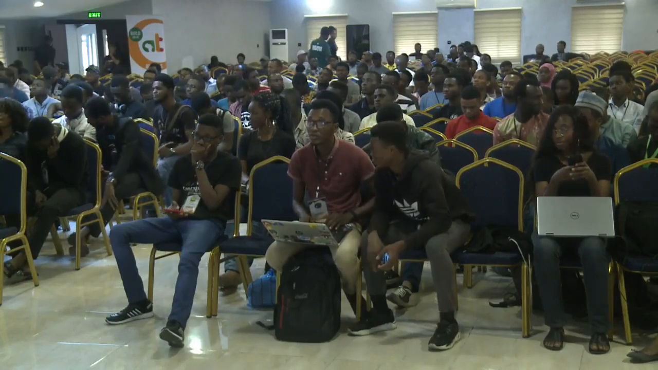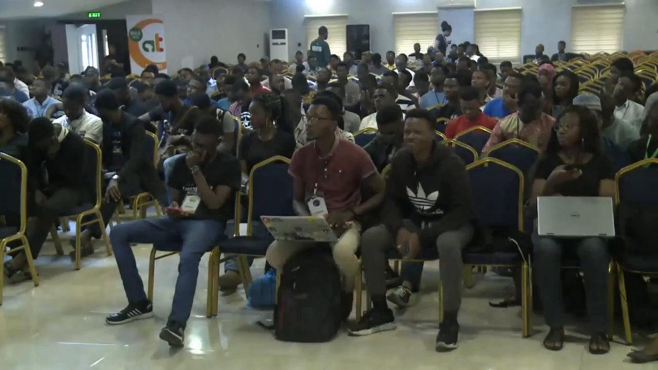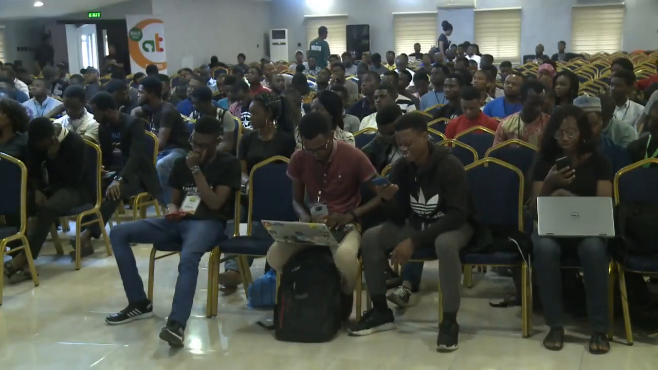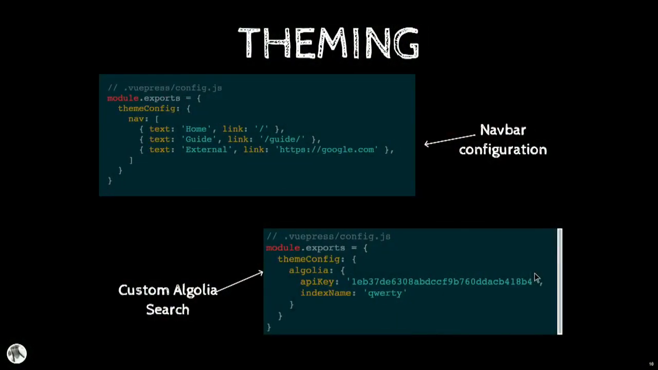So Vuepress comes with a default theme, and this default theme is basically for documentation, right? So you can actually add different configuration if you want to. They have one configuration for navbar. Everybody knows what a navbar is, right? If you want to add a navbar, this is the code you need. You just need a folder called .vuepress, and inside that folder you have a config.js file. Within that config.js file, that's where you'll be putting all the configurations you need for your Vuepress site.